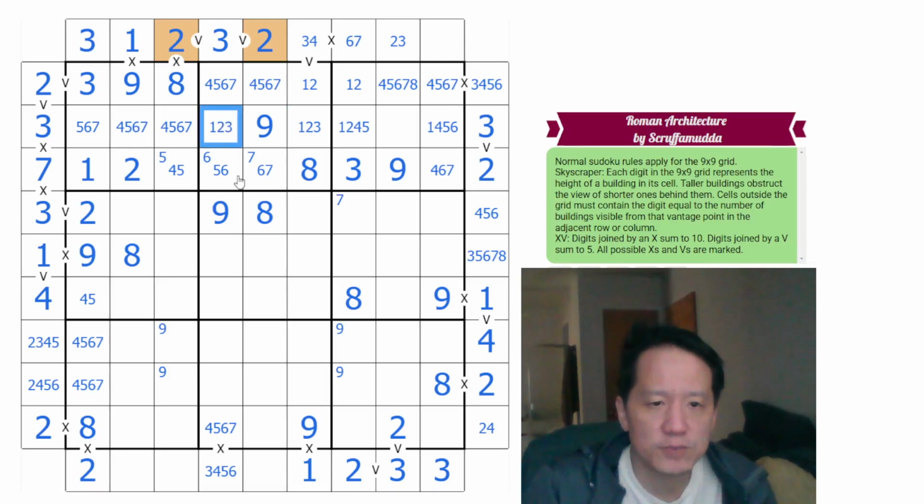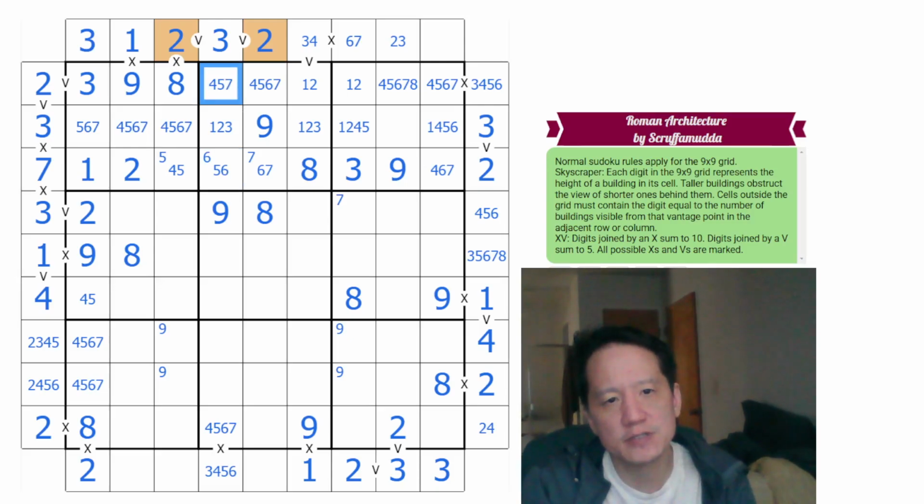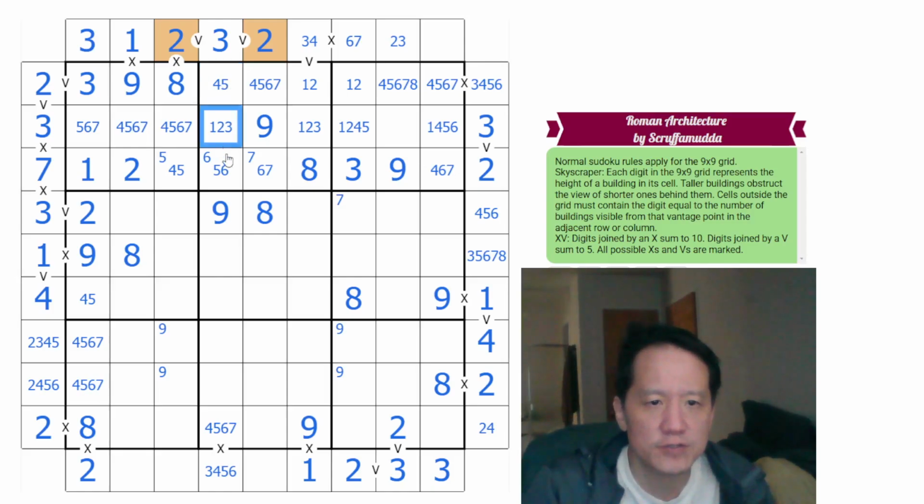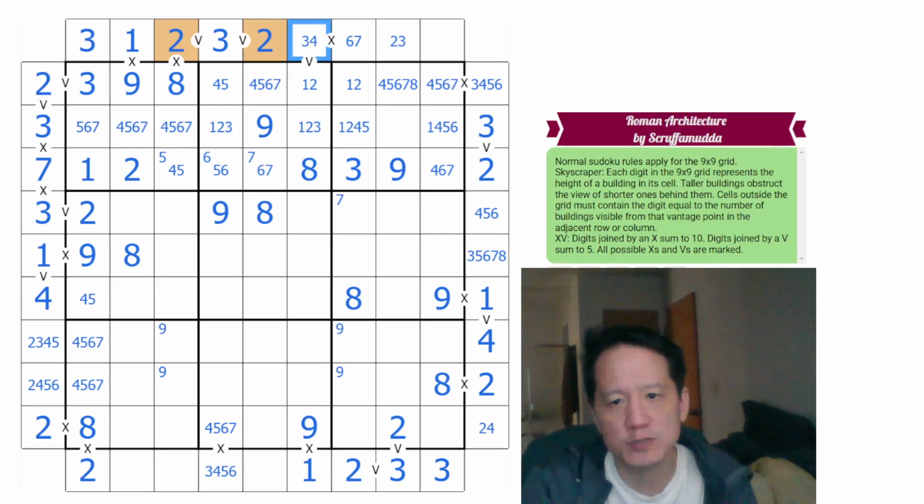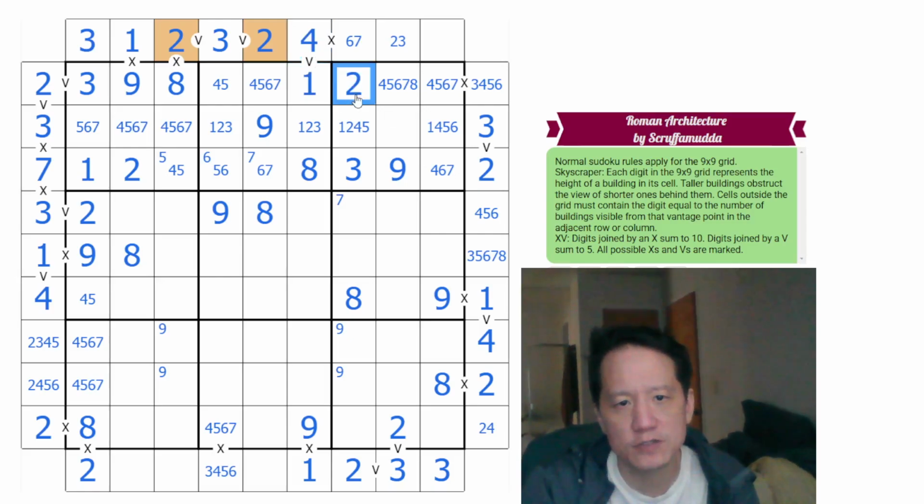This will never see this one. So it has to see this one, and it has to see this one. So it cannot be 6 or 7. This is 4, 5. This is 4, 5, or 6. This can't be 3, because then this would have a V in between them, so this must be 4. So this is 4, this is 1, this is 2.